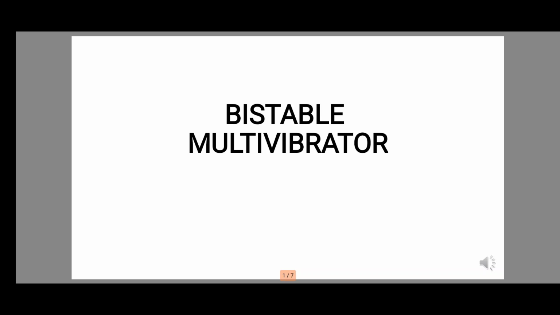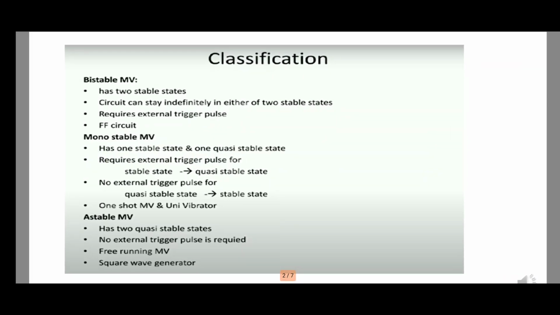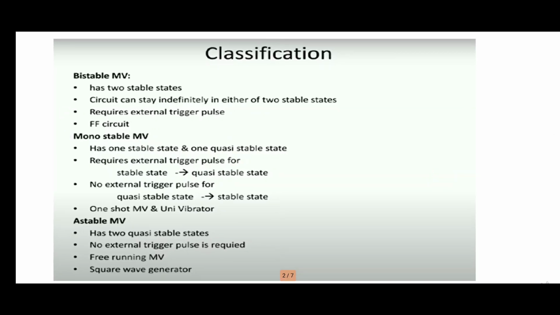As the name suggests, bistable, it has two stable states. That is called a Bistable Multivibrator. In the previous video we explained the different types of multivibrators. Now let me see the features of the bistable multivibrator. It has two stable states and the circuit can stay indefinitely in either of the two stable states. It also needs an external trigger pulse to change from one stable state to another, and this circuit is also called a flip-flop circuit.